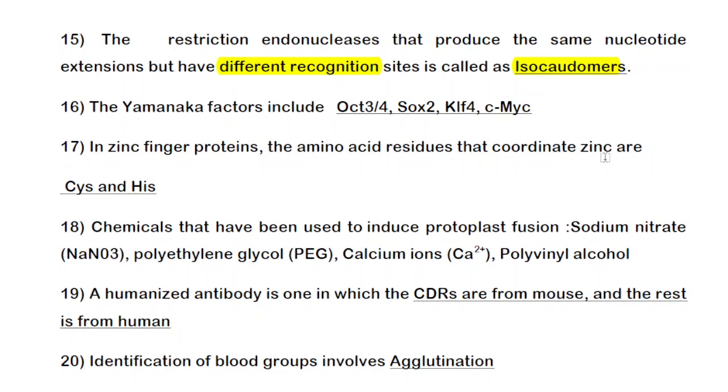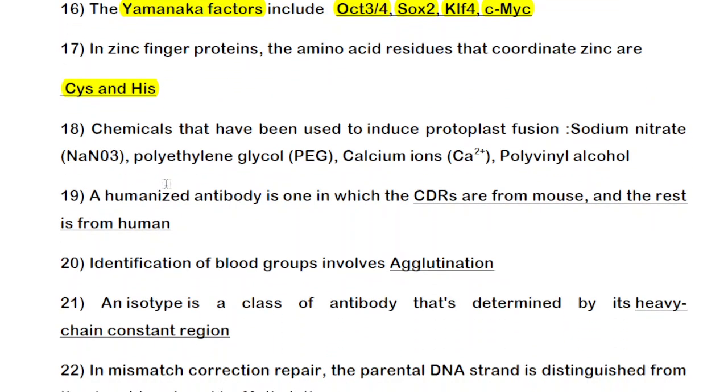16th question, Yamanaka factors. So these factors are generally employed for producing or creating induced pluripotent stem cells, and these Yamanaka factors include OCT3/4, SOX2, KLF4 and c-MYC. These are the protein transcription factors that are considered as Yamanaka factors. Okay, and just try to read about these Yamanaka factors also, friends. Okay, 17th question. In zinc finger protein, the amino acid residues that coordinate zinc are, it is your cysteine and histidine.